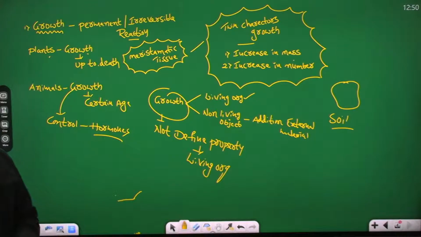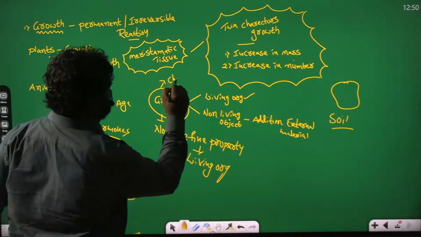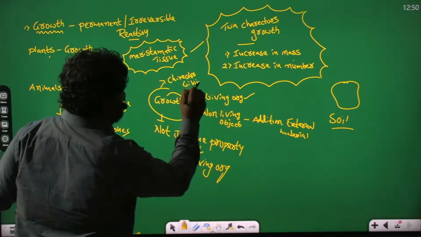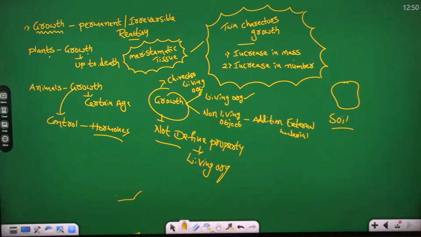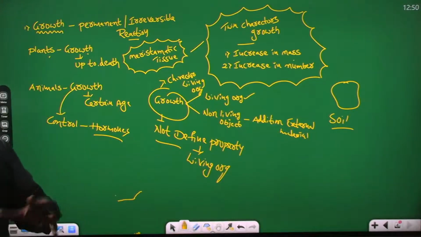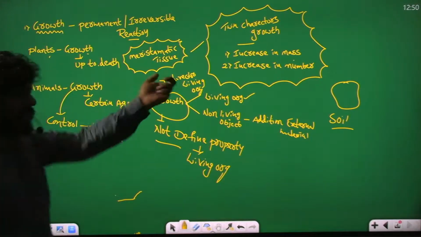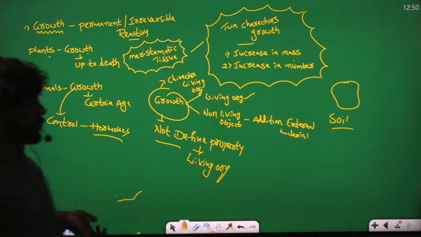So, is growth a character of living organisms? It is a character of living organisms, but not a defining property. Growth occurs in living organisms, that's why it is a character. But to define living organisms, we do not use the term growth, because along with living, it is also reported in non-living objects. Clear? Easy? Any doubt?